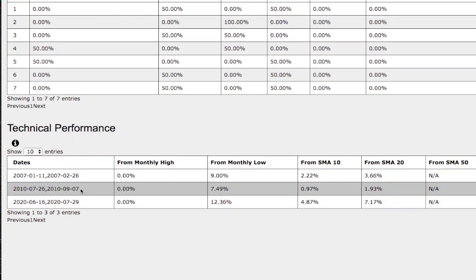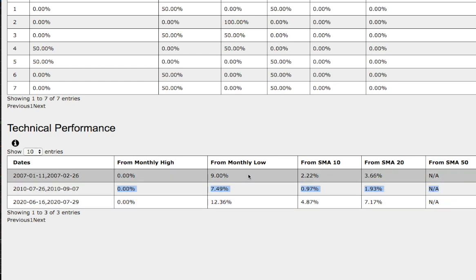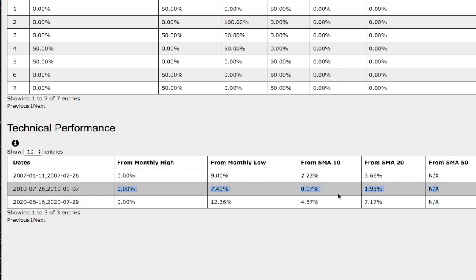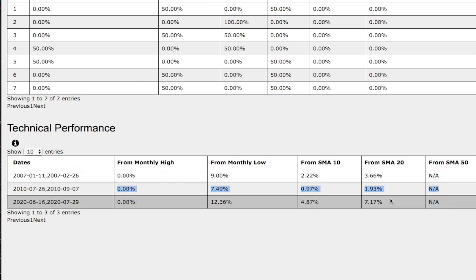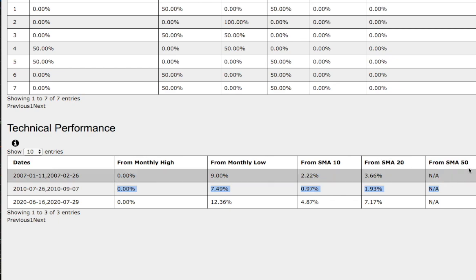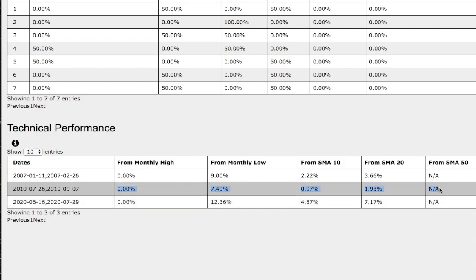So let's compare the trend in the past with the trend in the present. The difference between monthly highs is somewhat the same, the difference between monthly lows is somewhat the same, and there's a little bit of technical difference on the 10 simple moving average, and also a technical difference on the 20-day simple moving average as well. And we don't have a 50-day simple moving average because we're only examining a 30-day trend.